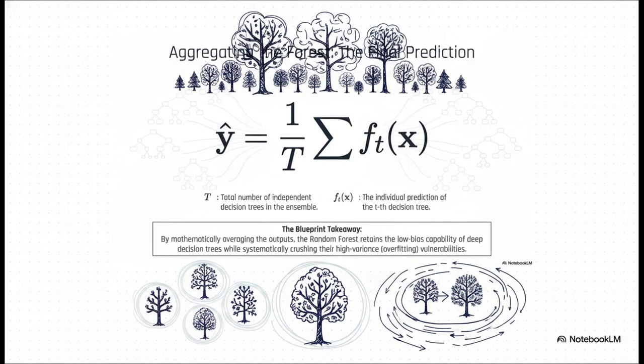Zooming all the way back out to the whole forest, the big takeaway is a very elegant equation. The final predicted value, y hat, is simply the mathematical average of the predictions from all those independent decision trees. By doing this, the random forest keeps the low bias capability of deep, complex decision trees while systematically crushing their high variance overfitting vulnerabilities. It is truly the best of both worlds.